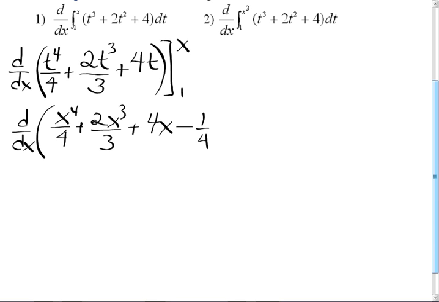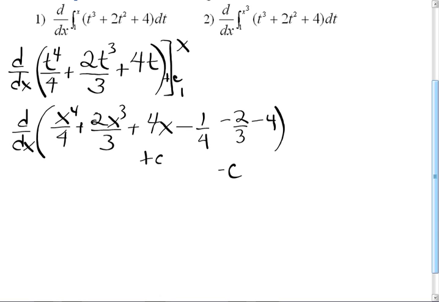Minus 1/4. What happens to c? Because if you do plus c, then this is going to be plus c, and then it will be minus c over here. It'll cancel. Minus 1/4 minus 2/3 minus 4.